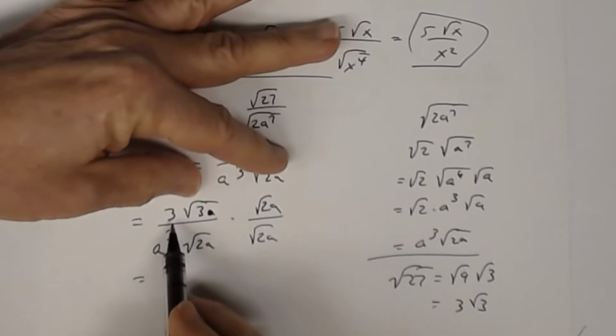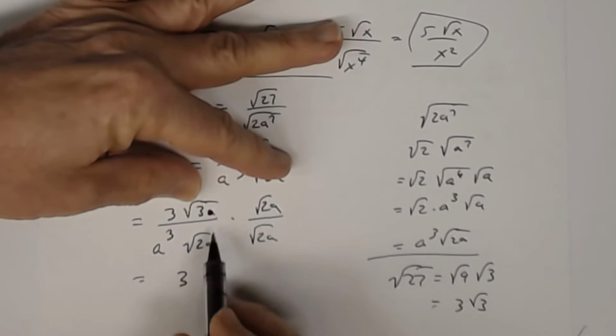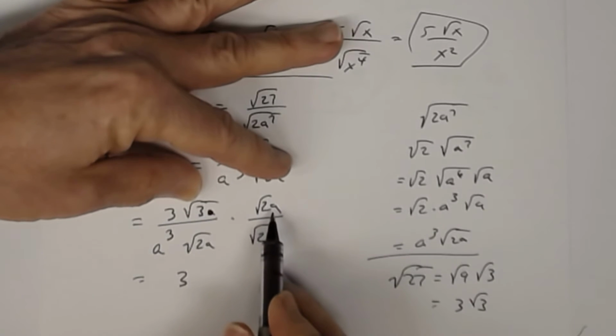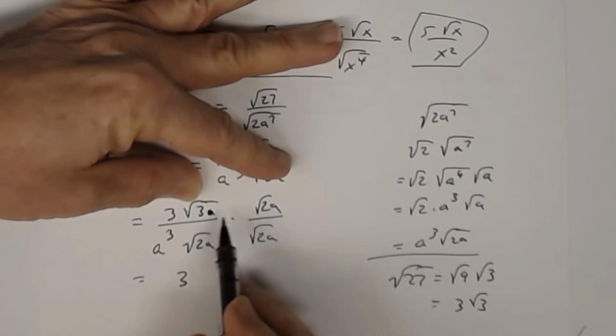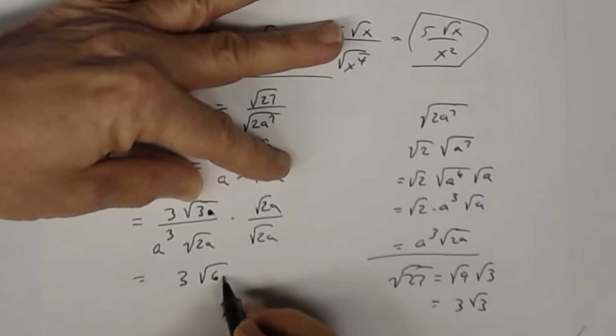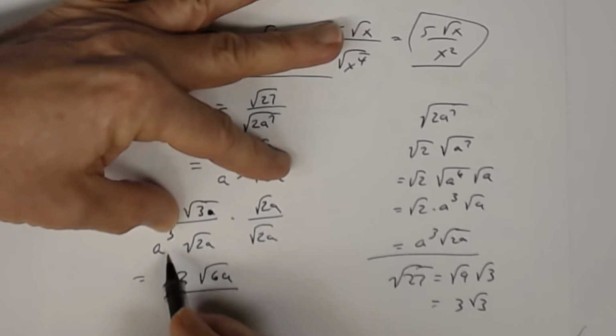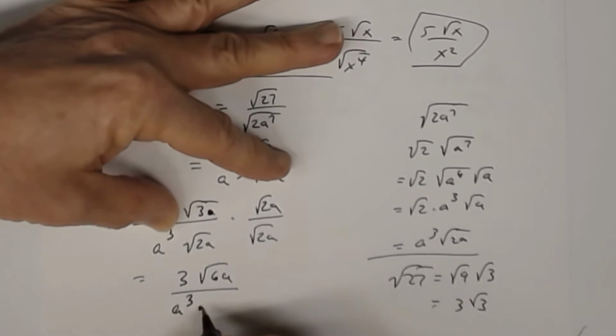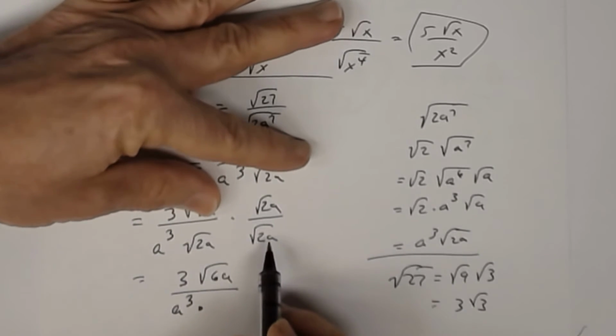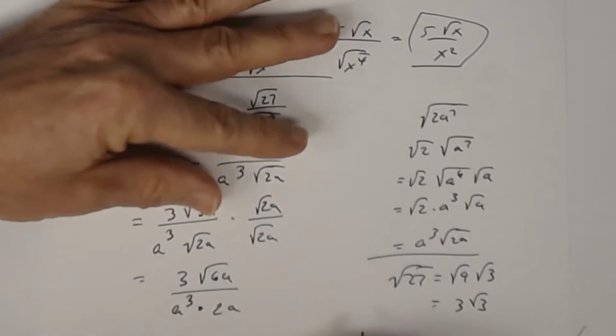So in the numerator, I get 3. The square root of 3 times the square root of 2a is the square root of 6a. 3 times 2 is 6. So the square root of 6a divided by a cubed times, and remember the square root of 2a times the square root of 2a is 2a, right?